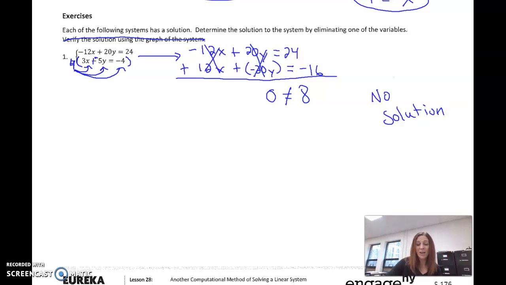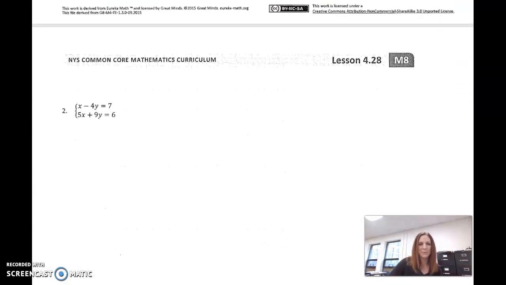Double check to make sure you added correctly. But if you get 0 equals 8, it's not true. It's never going to be true. That means there is no solution to this. There is nothing that will make both of these sides equal these sides. There's something that makes this equal this and this equal this, but not all together. So that's kind of what we're doing right now. Okay? So let's just look at a couple more examples.